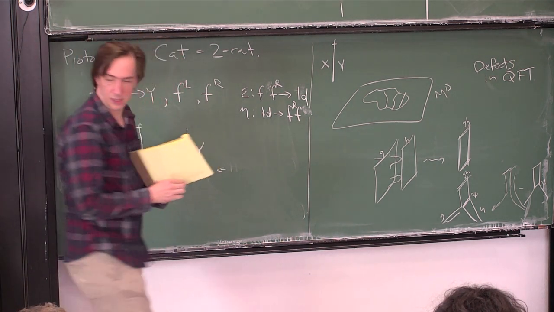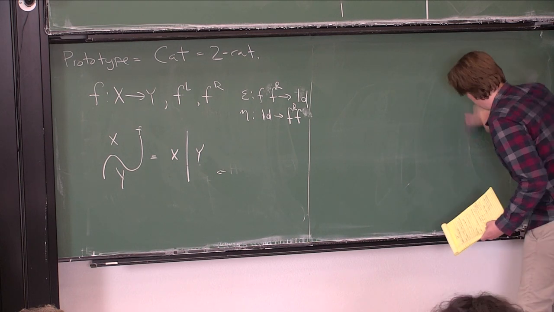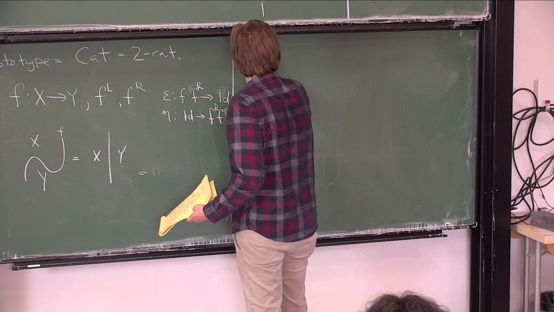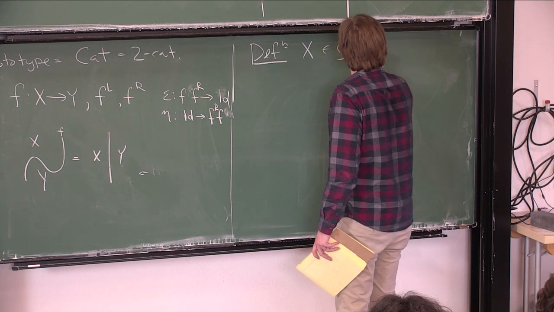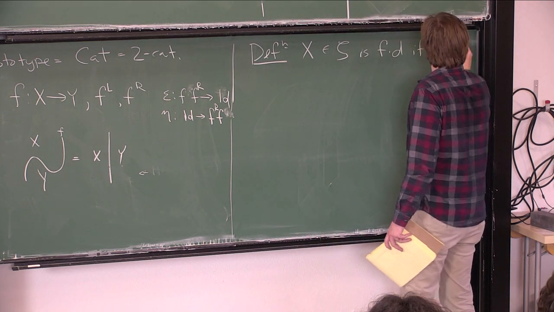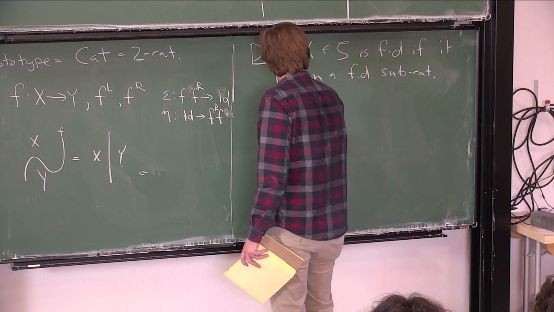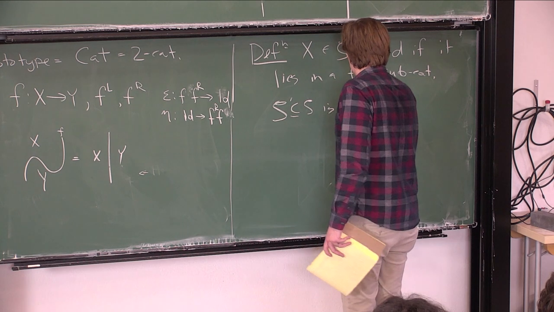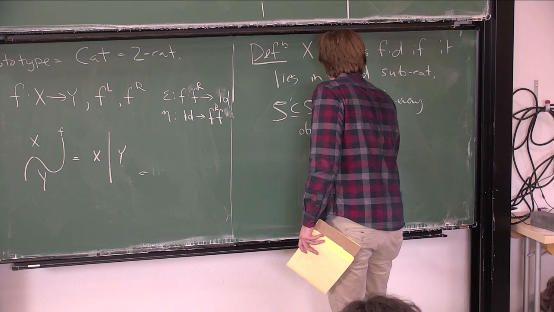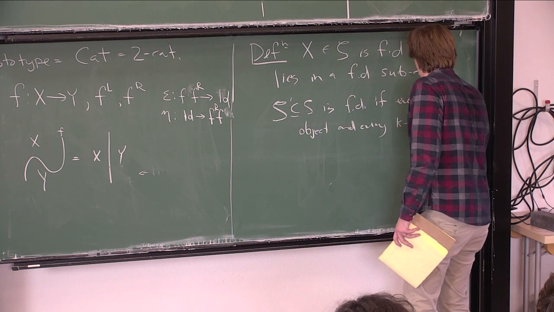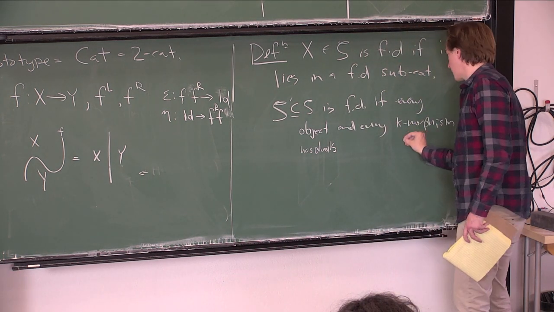Let me just say the last definition, which is that X in S is fully dualizable if it lies in a fully dualizable subcategory, and a subcategory S prime of S is fully dualizable if every object and every k-morphism... So if every object has duals, and every k-morphism has adjoints.